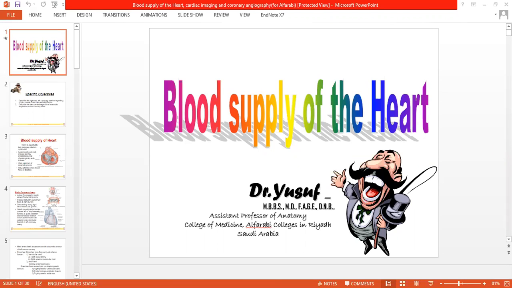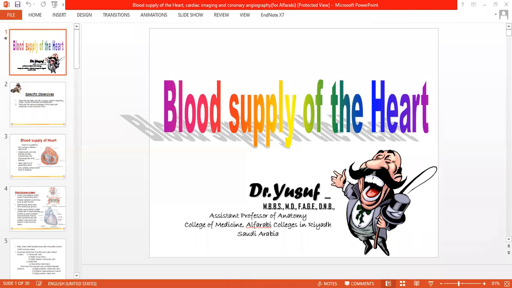Coming to the blood supply of the heart. As you know, the heart is supplied by two important arteries. These are called coronary arteries, the right and the left. If you see this picture, this is seen from above. The atria have been removed so that you can see the arteries. This is the right coronary artery and this is the left coronary artery.